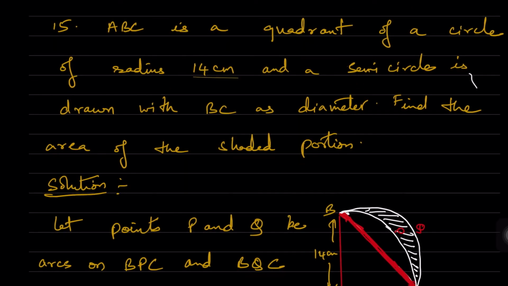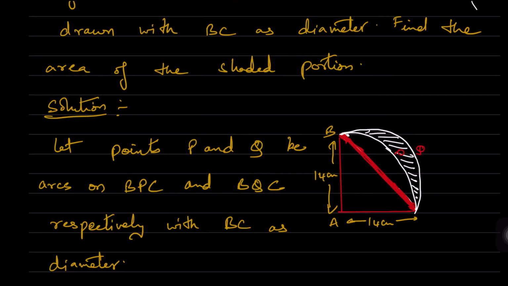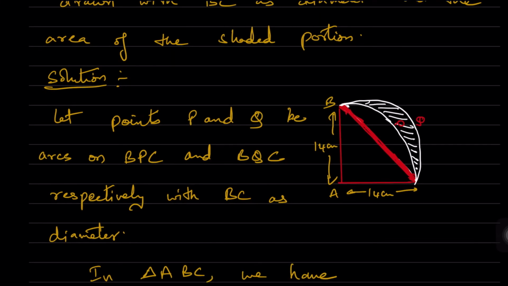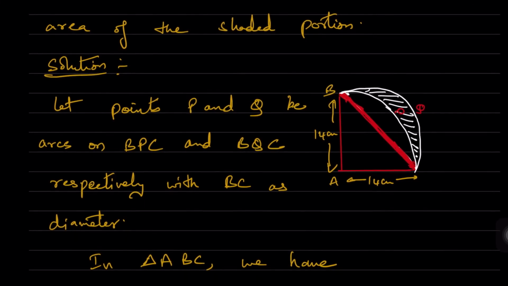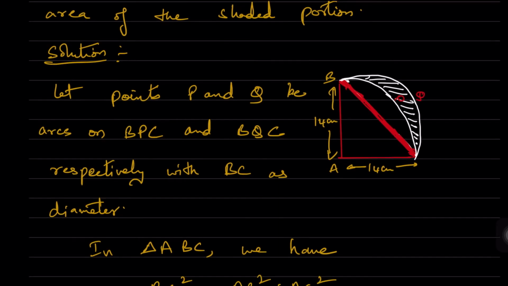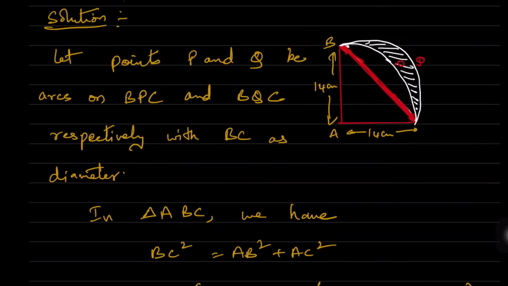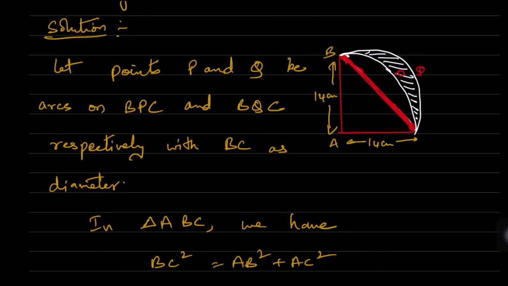Now ABC, 15th one. ABC is a quadrant of a circle of radius 14 centimeters and a semicircle is drawn with BC as diameter. So find the area of the shaded regions. So let points P and Q be arcs on BPC and BQC respectively, BC as diameter. So now in triangle ABC, we can see that BC square is equal to AB square plus AC square using Pythagoras theorem, because it's a right angle triangle.